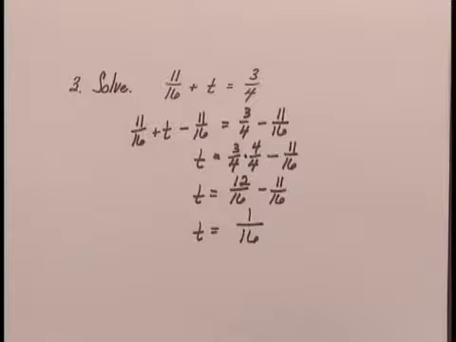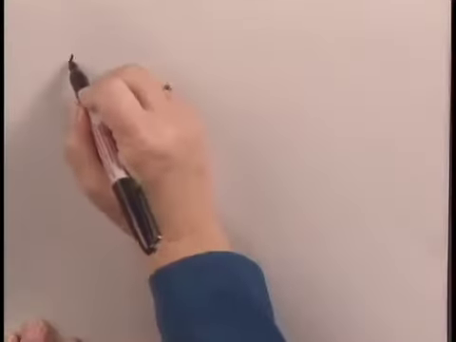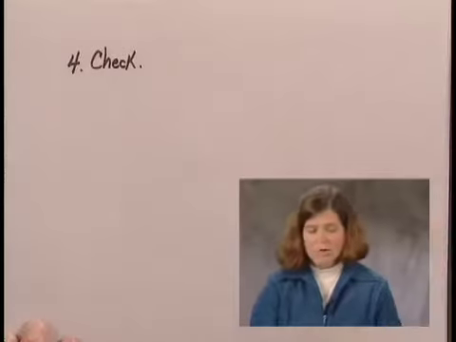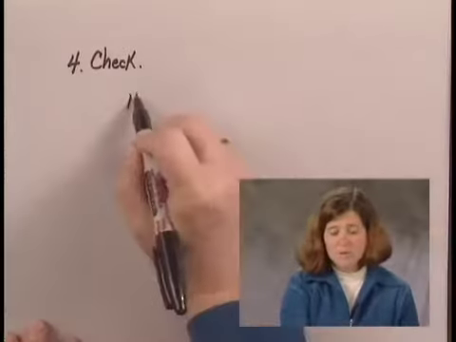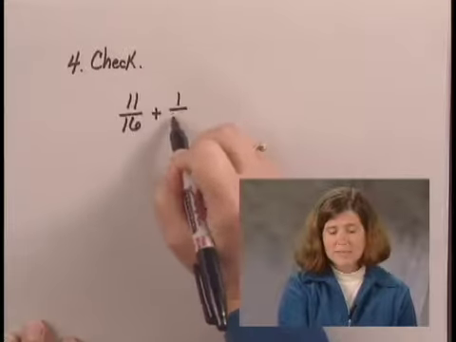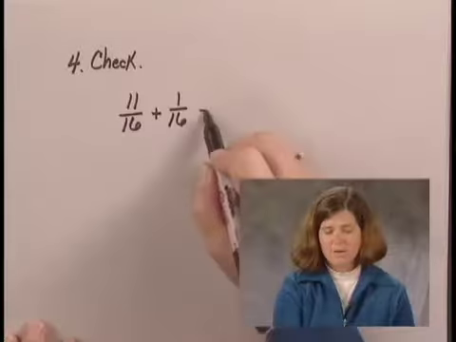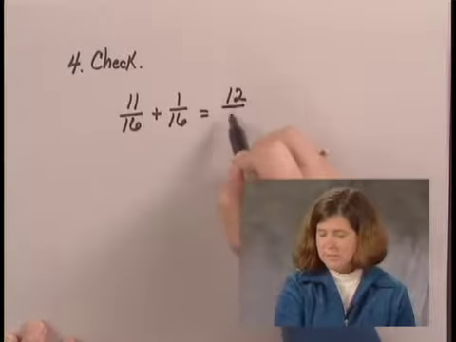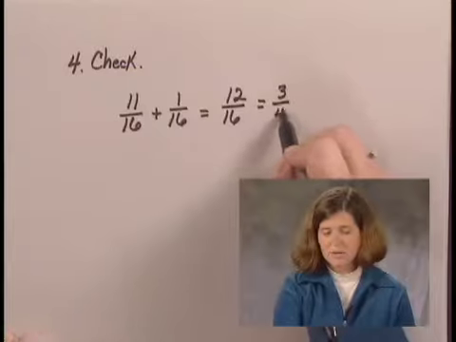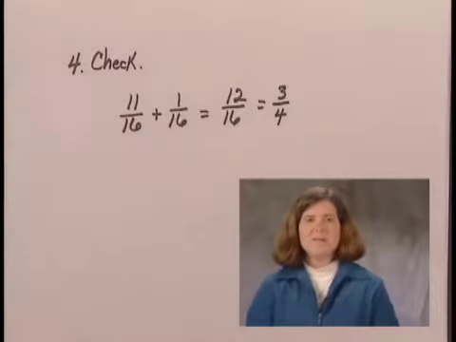Well, to check that, which is our fourth step, we could take this thickness of the plywood and add that extra 1/16, which is 12/16, which simplifies to 3/4. And that shows that 1/16 is the amount.